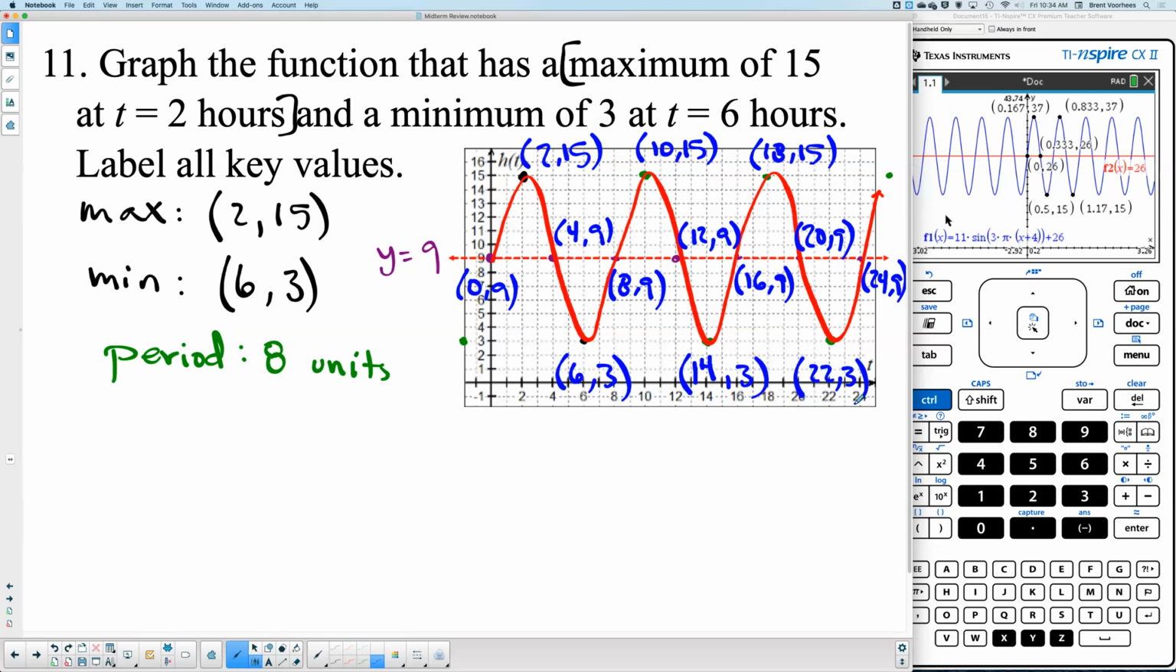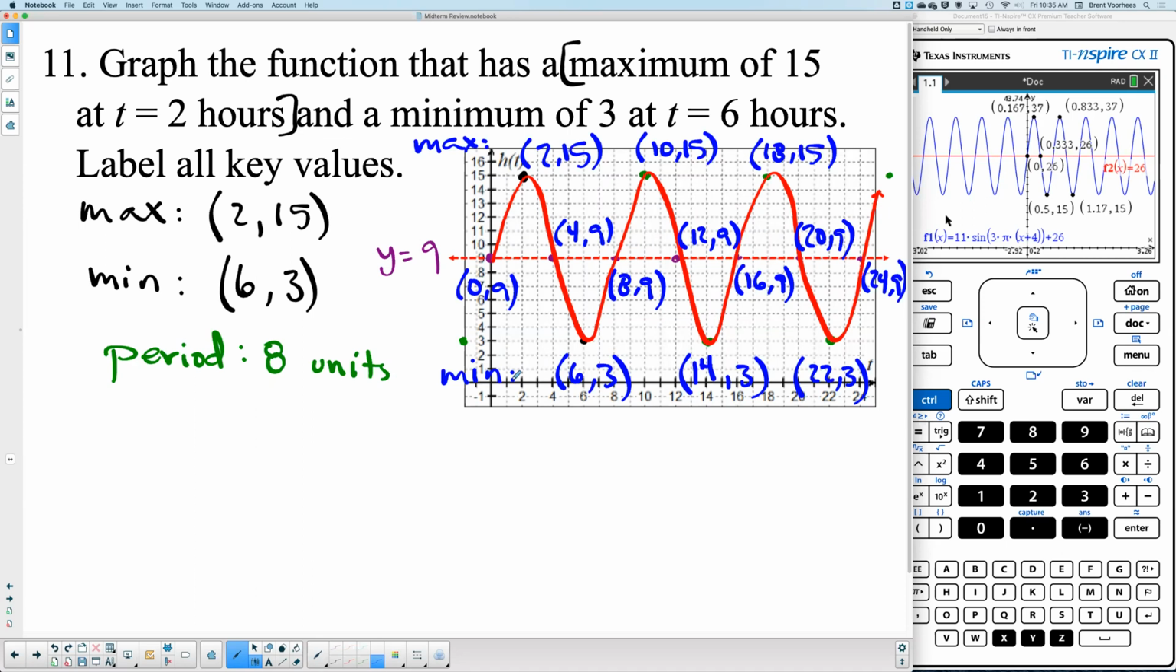That's a lot of them on there. Can we count the key values? Sure, count them up. If it says label all key values, that's what I mean. You could put maximums here. This is minimums. 13 key values. That's a lot of key values, isn't it? But we labeled them all. That's what you need to do.